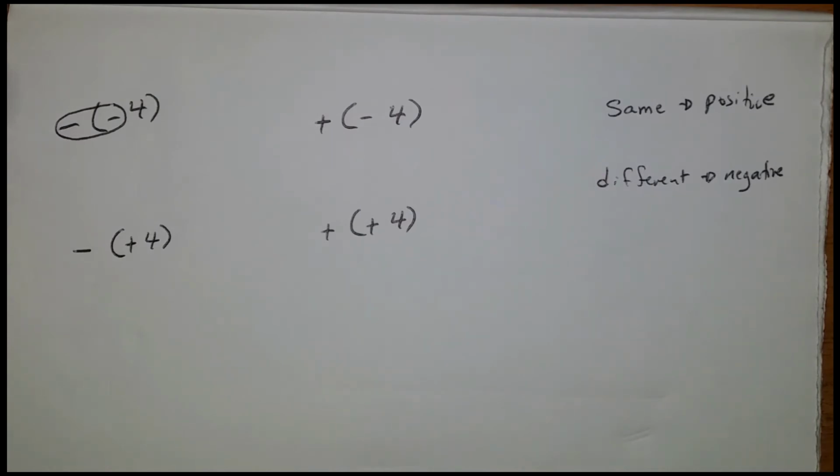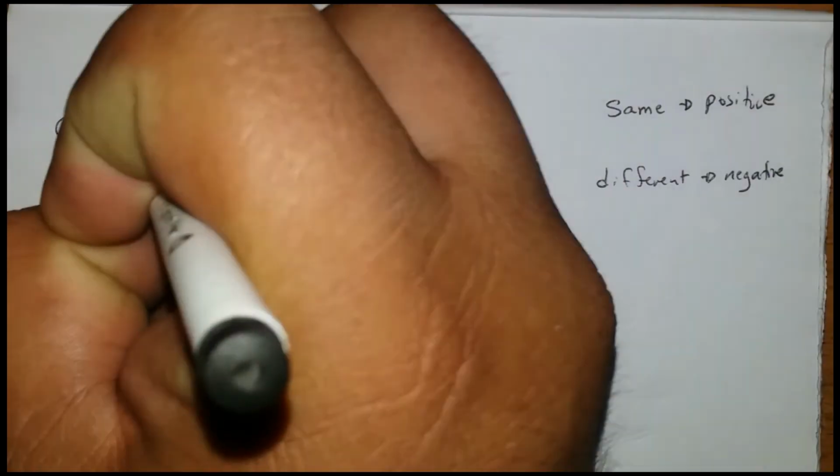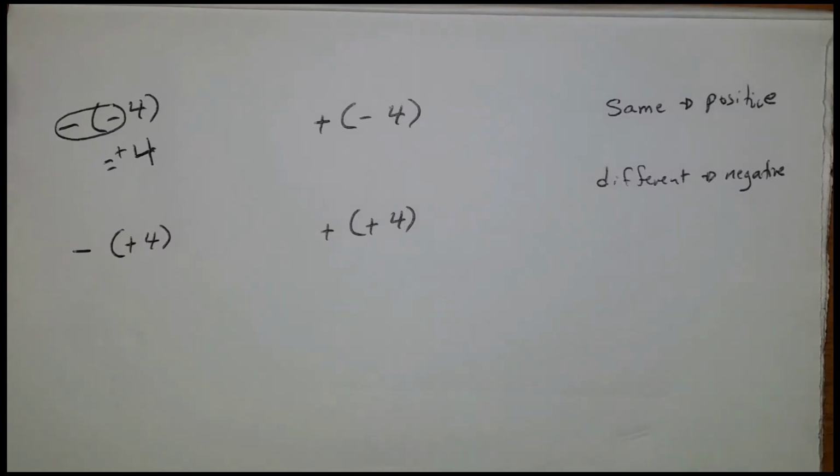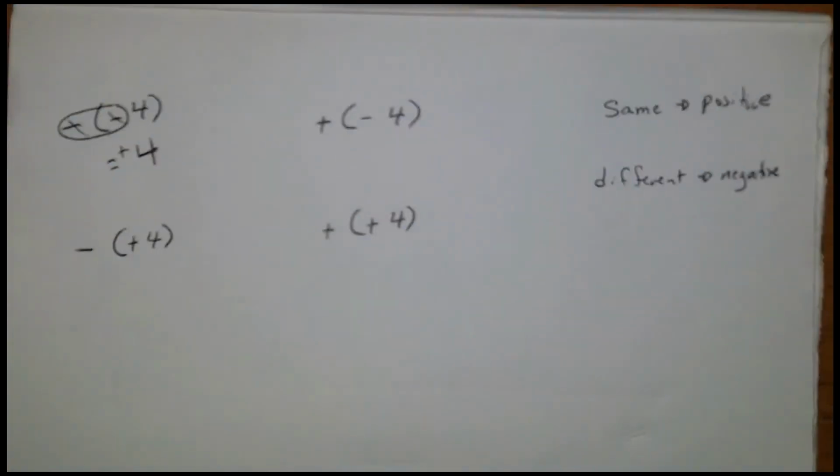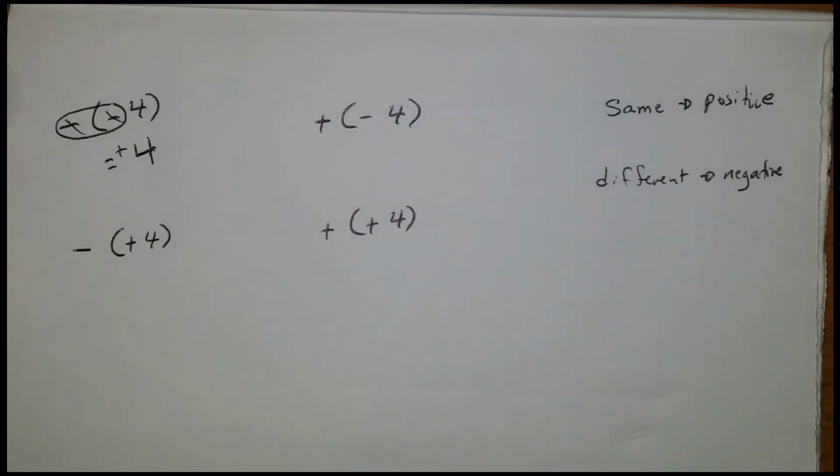Negative, negative 4. If signs are the same, it is positive. Here we can see that the negative and negative are the same, so my answer is going to be a positive 4. Now, how I take a look at it, a little bit different, is that if the signs are the same, they cancel out, right? So I quickly just cancel it out, and my answer ends up being positive.